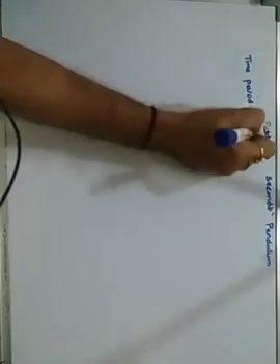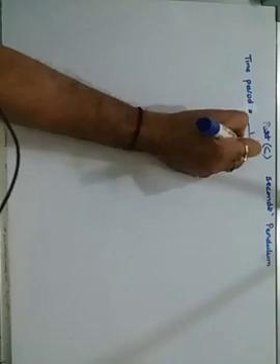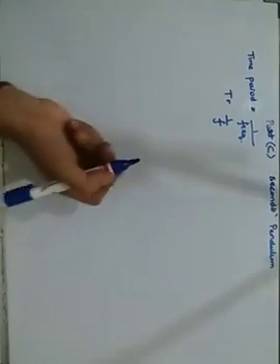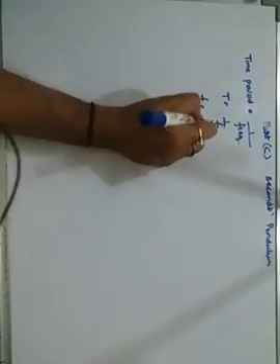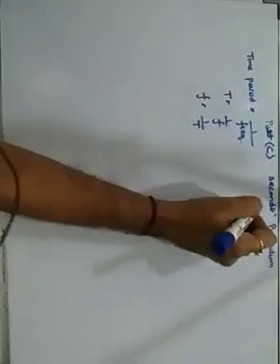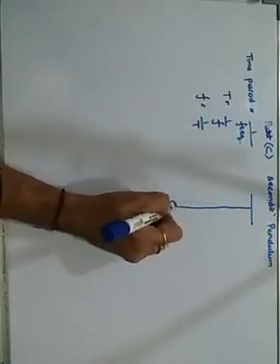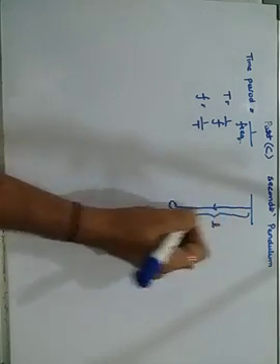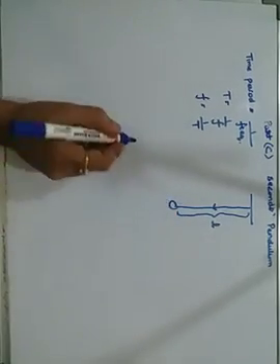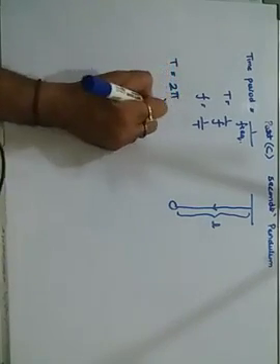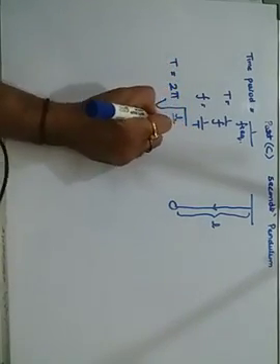The time period is equal to 1 upon the frequency, which is written as T = 1/F, or in other words, frequency is equal to 1 upon time period. And there is a formula for a pendulum. Suppose for a pendulum, this is the length of the thread, and there is gravity acting upon the thread or on the bob. So we have a relation that time period is equal to 2π root of L upon G.